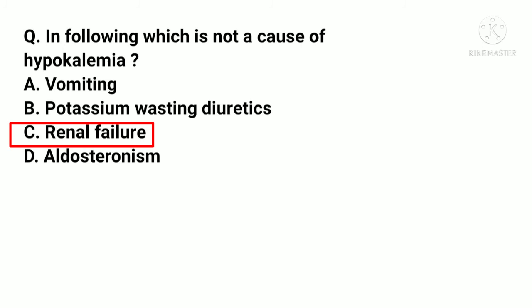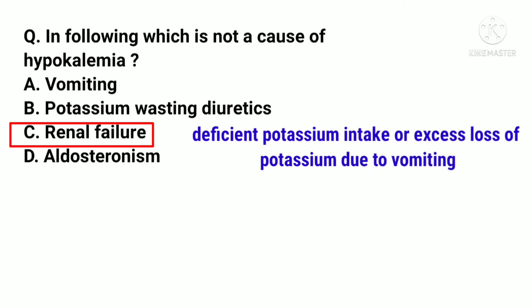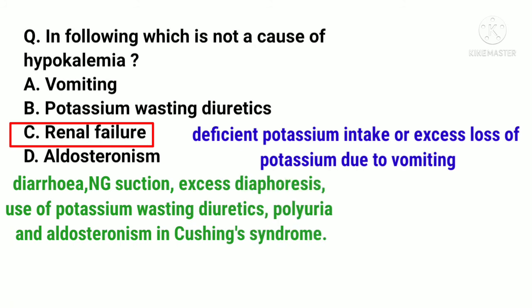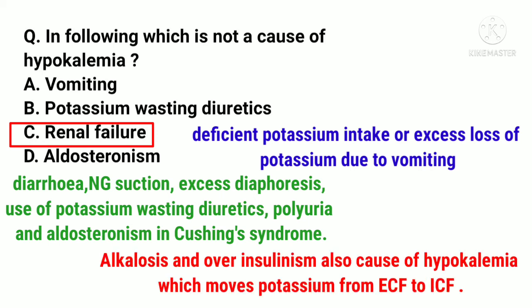Renal failure. The causes of hypokalemia include deficient potassium intake or excess loss of potassium due to vomiting, diarrhea, NG suction, excess diaphoresis, use of potassium wasting diuretics, polyuria, and aldosteronism in Cushing syndrome. Alkalosis and over-insulin are also causes of hypokalemia, which move potassium from extracellular fluid to intracellular fluid.